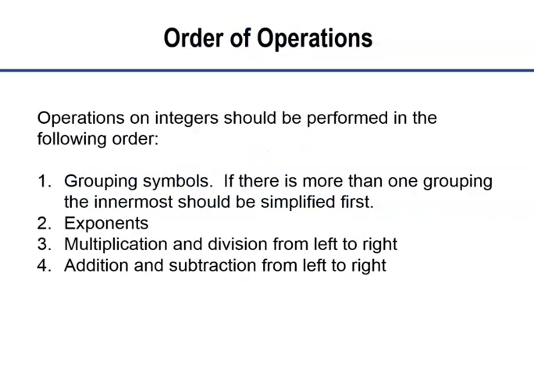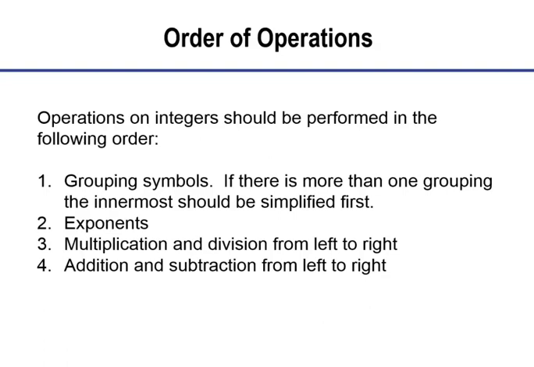And for the last topic, I want to talk about quickly order of operations on integers. So operations on integers should be performed in the following order. If you ever have grouping symbols, which means parentheses, those should be handled first. If there is more than one grouping symbol, the innermost should be simplified first. Then you should do exponents after you handle the grouping symbols. Then you should do multiplication and division, and that's always from left to right. Whatever comes first from left to right should be handled first.